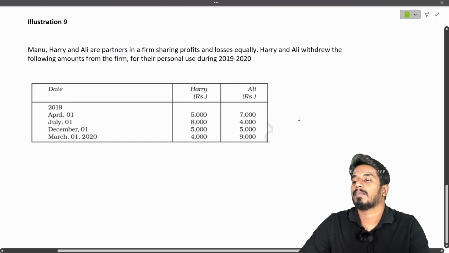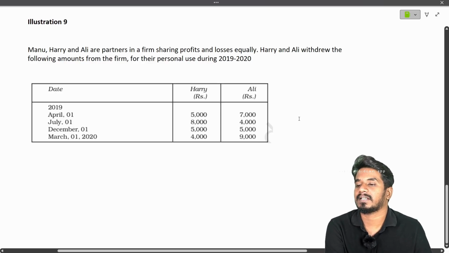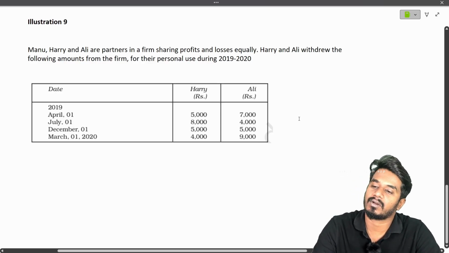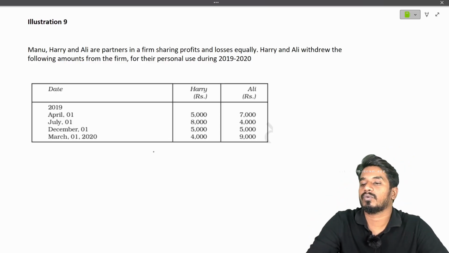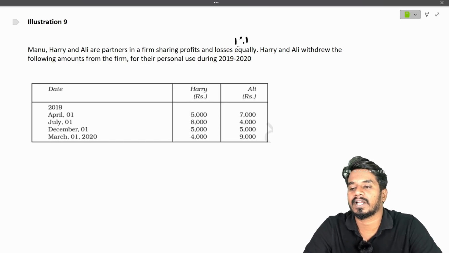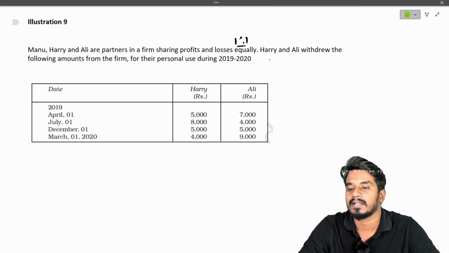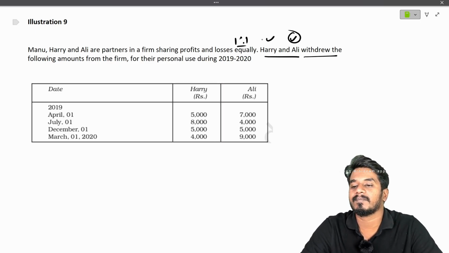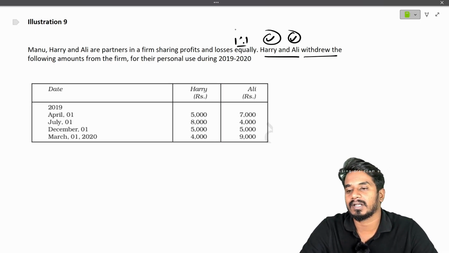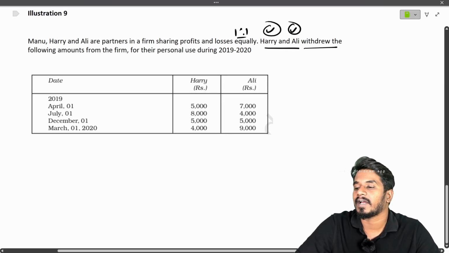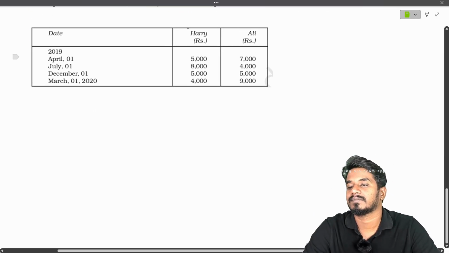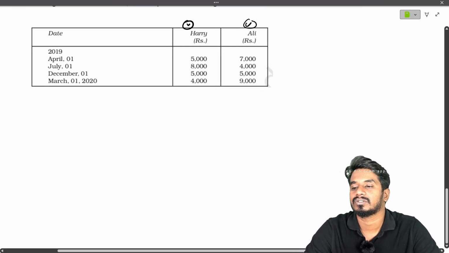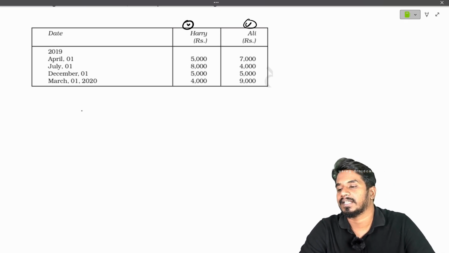Let us read. Manu, Harry, and Ali are partners in the firm, sharing profits and losses equally. Which means 1 is to 1. Equally means 1 is to 1. Harry and Ali withdrew the following amounts. Only two partners are withdrawing. Previously, we saw only one partner. Here, it is two partners. Fine. So, their withdrawals they have given in the question. So, Harry and Ali.